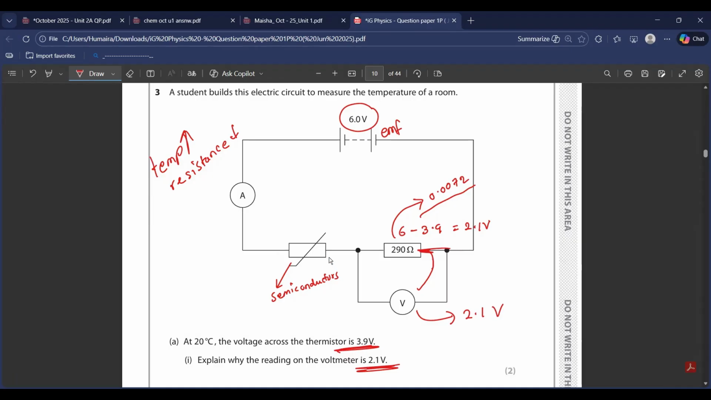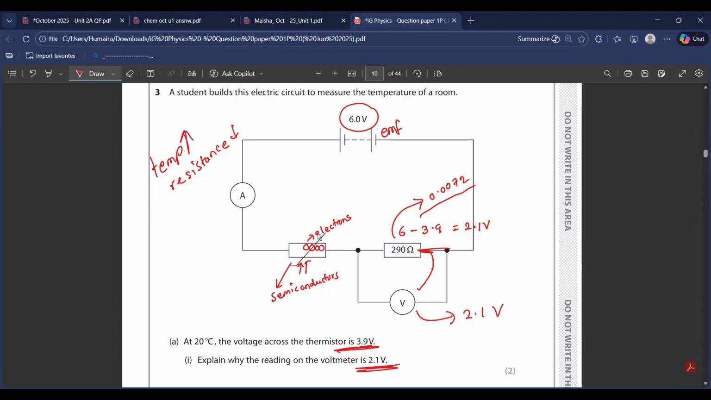In semiconductors or in thermistors, as temperature increases, the atoms inside the thermistor release electrons. So electrons basically get knocked off from the atoms. What are electrons? Electrons are negatively charged particles. And what do we know? We know that the more the charges, the more the current, because the flow of charge is equal to current, right?